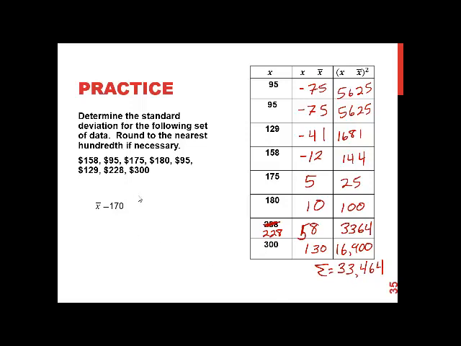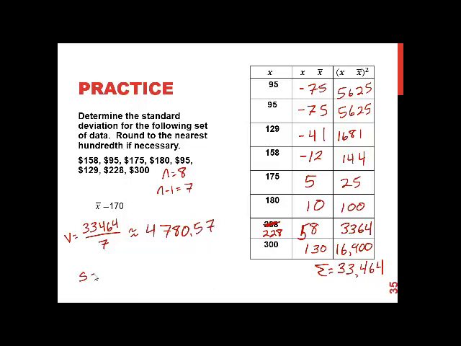We call that an outlier when we have one that's just way far out of the ballpark. Alright, we had 8 items, so we're going to divide by 7. We'll take one away from that to get 7. We'll take the 33,464 divided by 7. Again, that's our variance. And that's approximately 4,780.57.